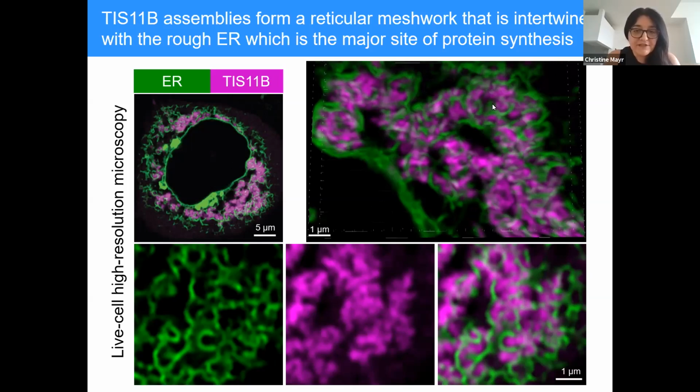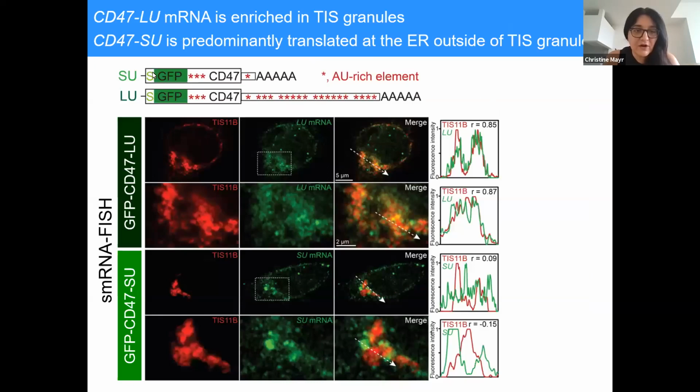So we did FISH, so single molecule FISH on our construct. So CD47 with GFP followed by the short UTR or by the long UTR. So on the top panel, we have the long UTR. So in red, this is Tis11B in a HeLa cell. And you see that in green is the RNA. You see that there is very nice co-localization. So basically all transcripts of CD47 with a long UTR co-localize with Tis11B granules.